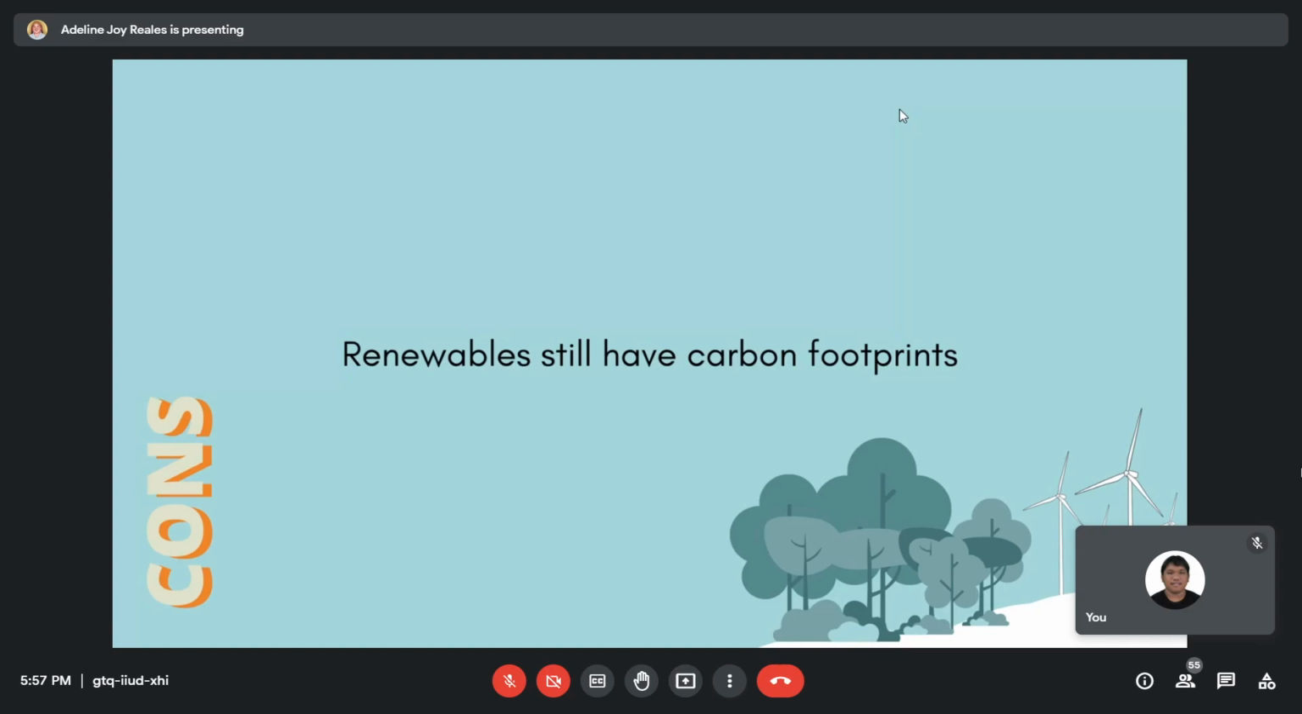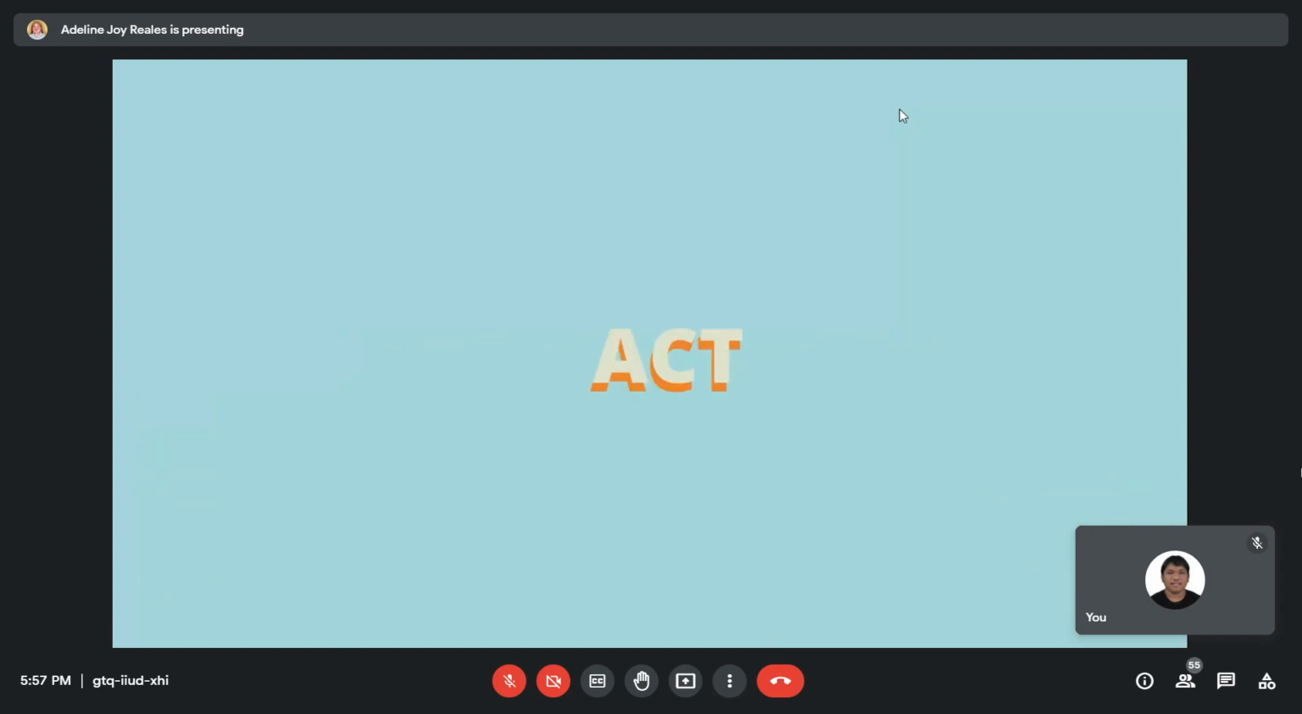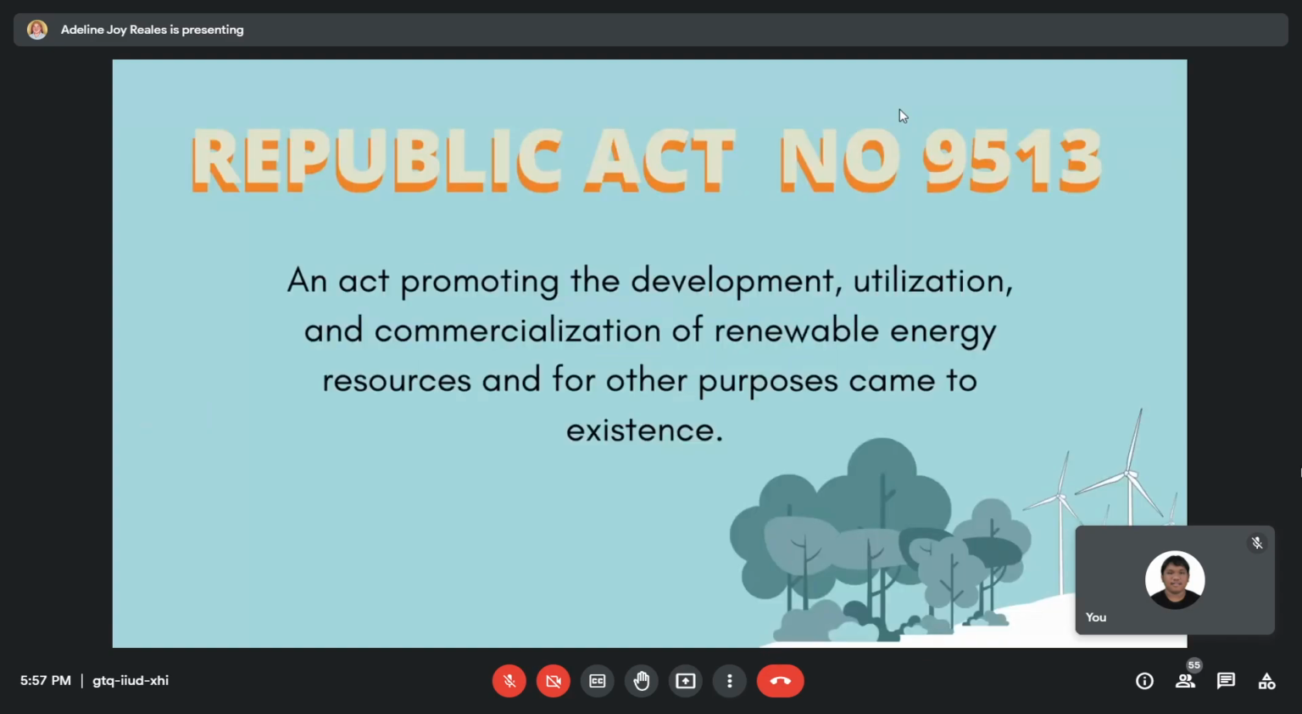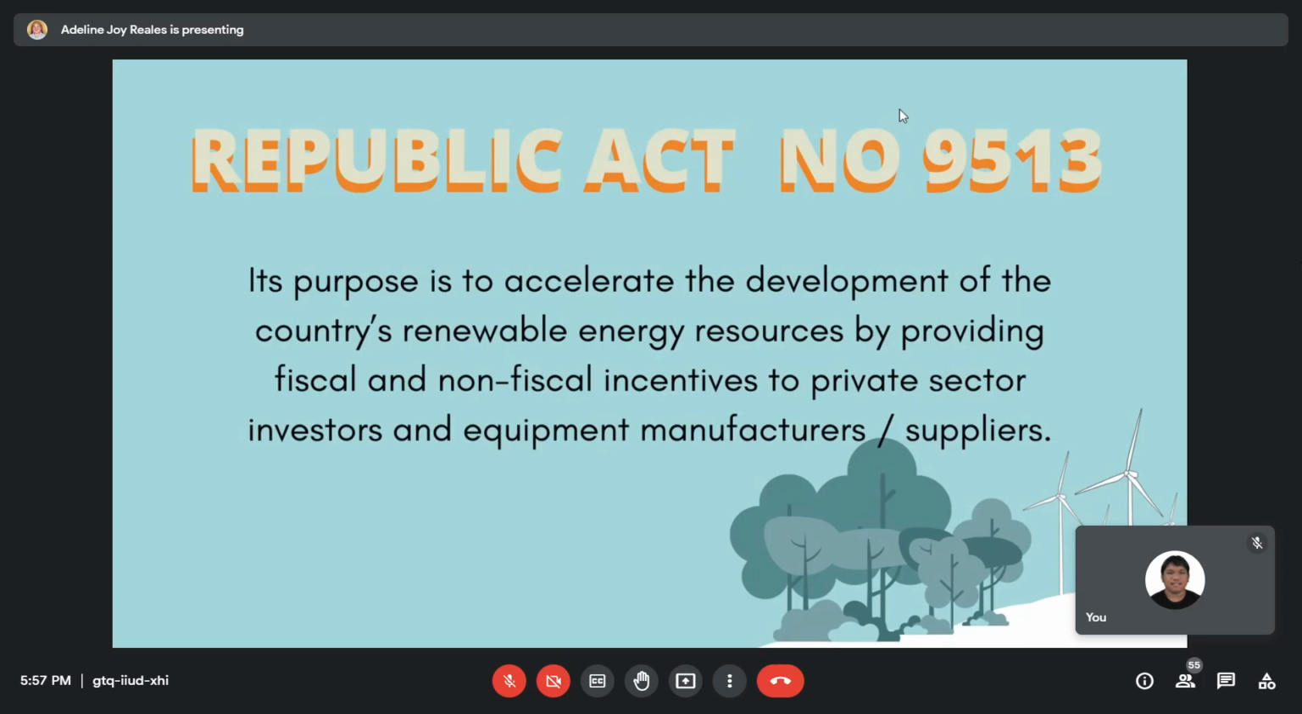And with this growing exploration on alternative energy resources, Republic Act Number 9513, an act promoting the development, utilization, and commercialization of renewable energy resources and for other purposes, came in existence. Its purpose is to accelerate the development of the country's renewable energy resources by providing fiscal and non-fiscal incentives to private sector investors and equipment manufacturers or suppliers.